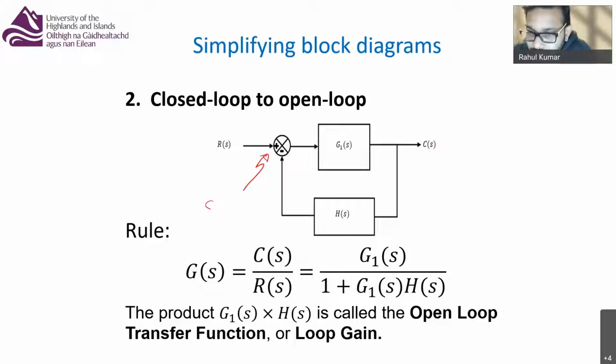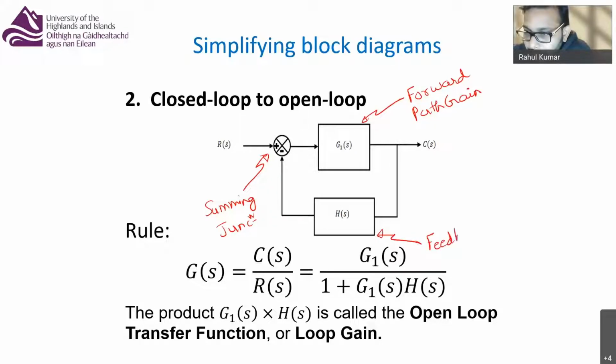So that's your summing junction, and this is your forward path gain, and this is your feedback path gain. Okay, so this is basically your closed loop system.